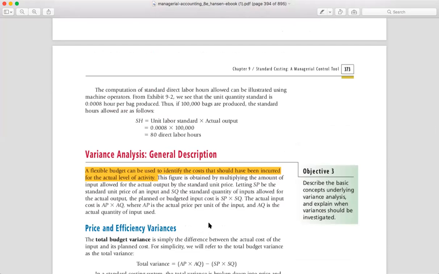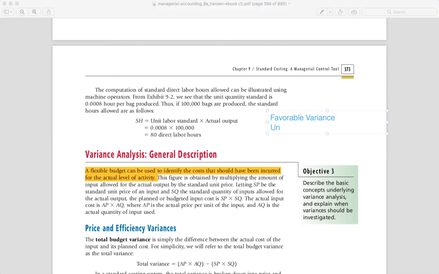So the first one is a favorable variance, and also the unfavorable variance. What do you mean by favorable one? So the favorable variance happens when the actual costs are less than the standard cost. But an unfavorable variance occurs when the actual cost is higher than the standard cost.